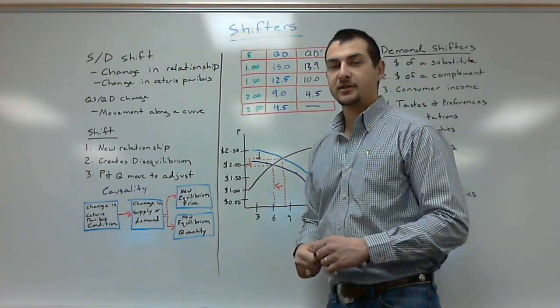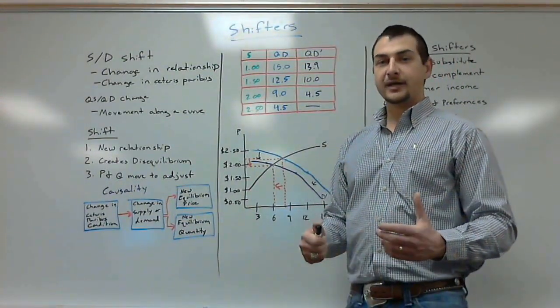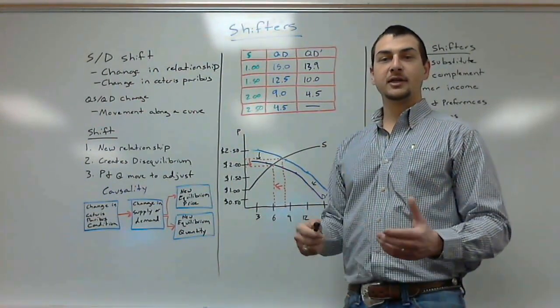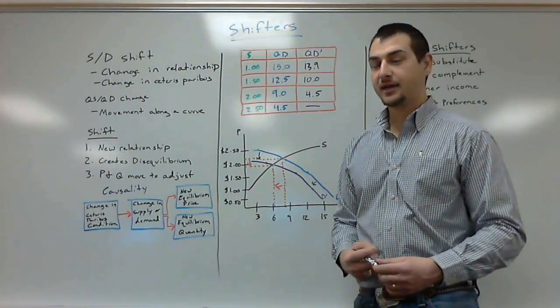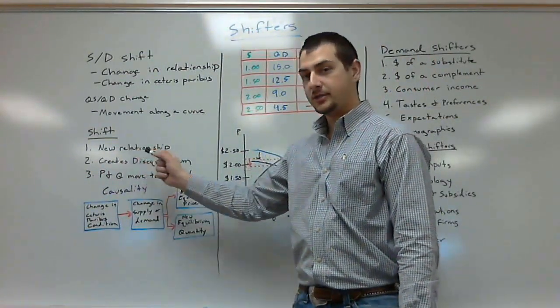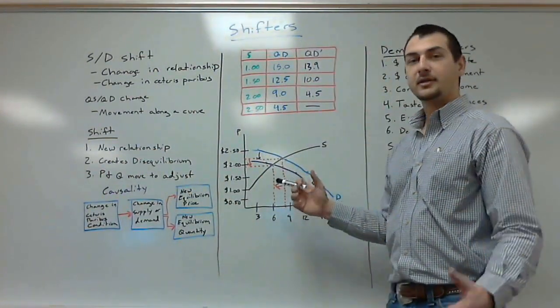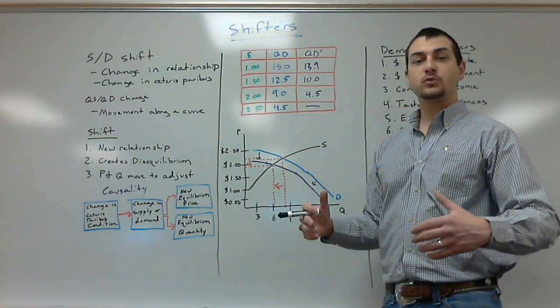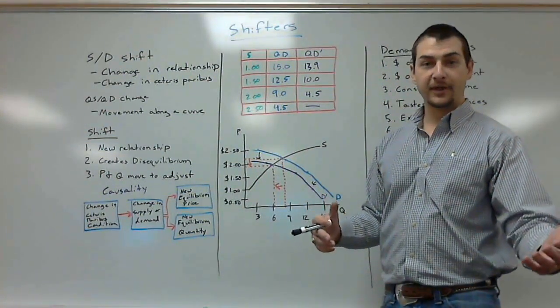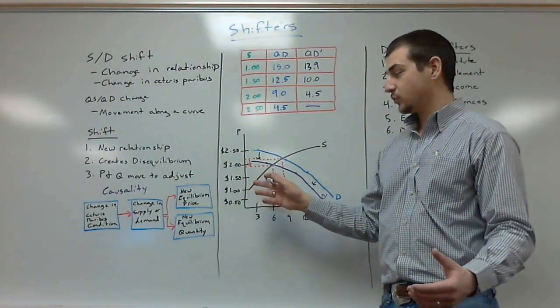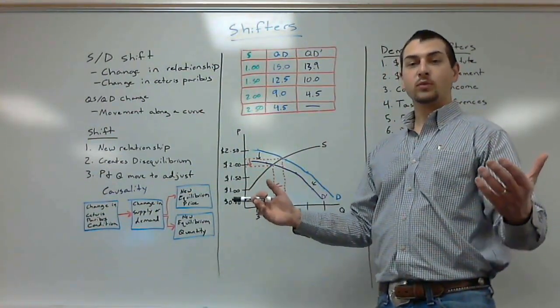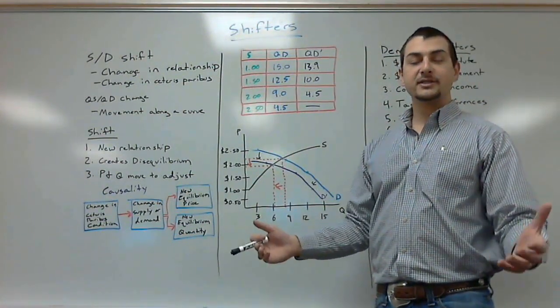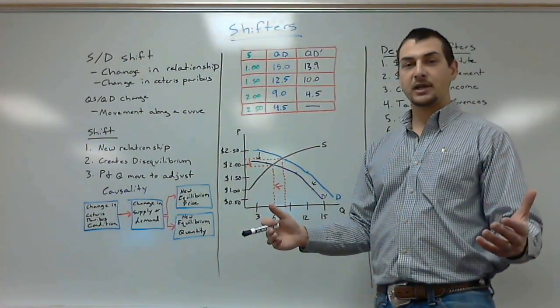So as we were discussing in the last little video, after you have a shift in a market, a brand new supply or demand curve, the first thing it does is create this new relationship like we see here. The next thing it's going to do is, since we're working off a new supply or demand curve, in this case the new demand curve but the old supply curve, and we're still working off the old price, it creates a disequilibrium in some way, shape, or form.